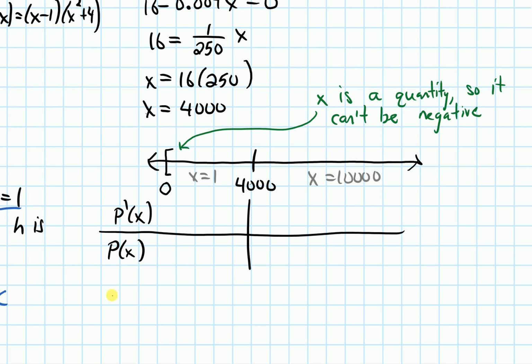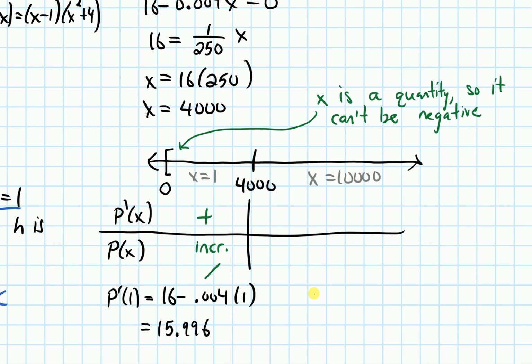Okay, so if I plug in 1 into the derivative, p prime of 1, we'll get 16 minus 0.004 times 1. And that's going to be a positive number. This is 15.996. So the derivative is positive when I plug in 1. So if the derivative is positive, p of x, the original function, is increasing. So it is going up.